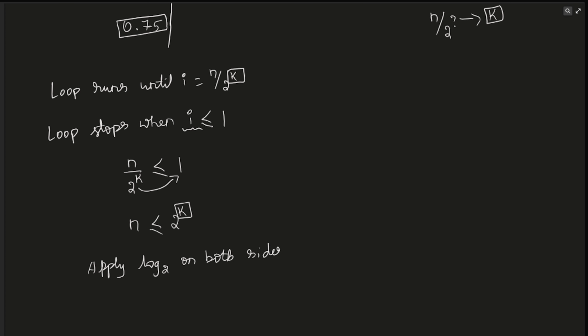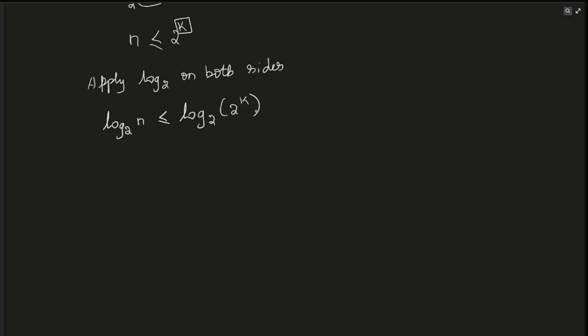Log 2 of n is less than log 2 of 2 raised to k. Again, the same log general rule. We can apply that up here. Log 2n is less than or equal to k. We got the value of k, which is nothing but k is greater than log 2n.